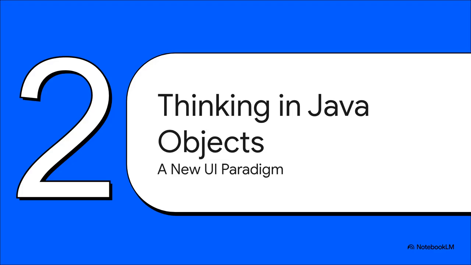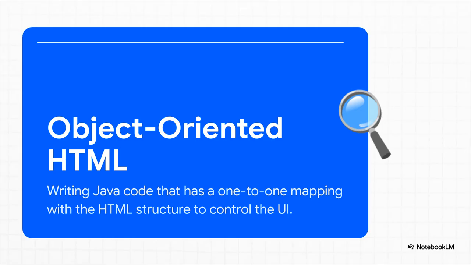Okay, so how does wffweb even begin to tackle all this? Well, it's not just about a small improvement here or there. It's a completely different way of thinking. Instead of trying to patch up the old model, it introduces a brand new paradigm for building user interfaces. The central idea here is something they call object-oriented HTML. And the concept is actually really simple, but it's incredibly powerful.